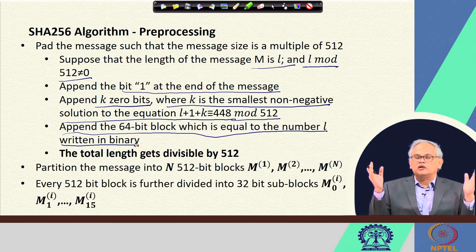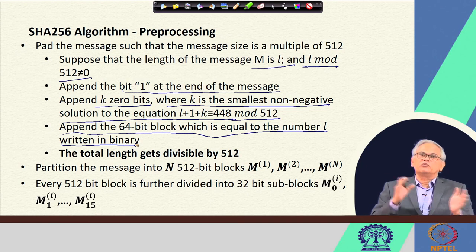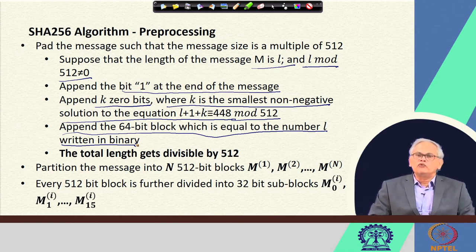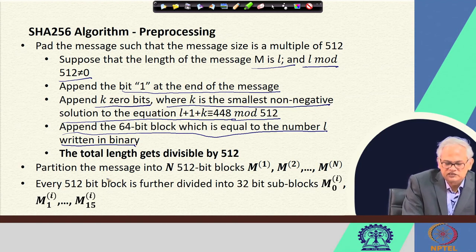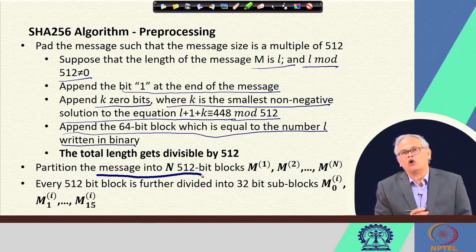So, first of all, the input length could be any arbitrary size for the message. There are two possibilities: it could be less than 512, or it could be more than 512, not really a multiple of 512 but more than 512. So, by this pre-processing step, we are ensuring that the total length is divisible by 512. And why are we doing it? Then we can partition the complete message, with the pre-processing, into a certain number of 512 bit blocks.